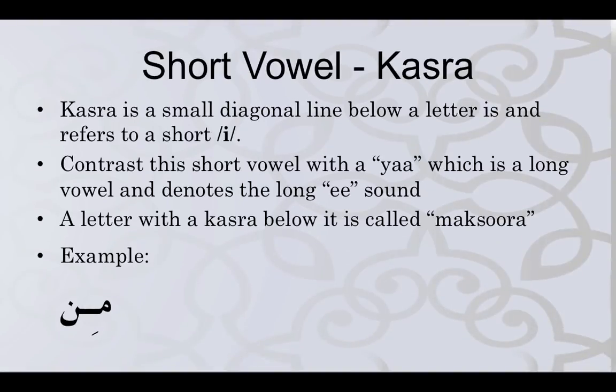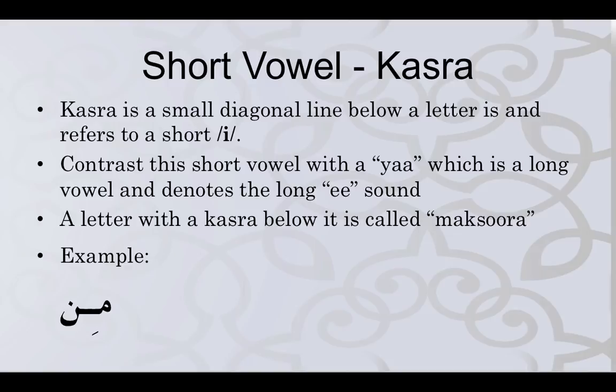The third short vowel that we're going to talk about today is known as the kasra, and it is a short diagonal line that is placed below a letter. It looks very similar to the fatha, but the kasra always occurs below a letter. Whenever it's placed, it refers to the short I sound, most probably closest to the short I sound in the English language. You have to contrast the short vowel, the kasra, with the long vowel ya. And the long vowel ya, whenever it's connected to a consonant, denotes the long E sound, the double E sound.